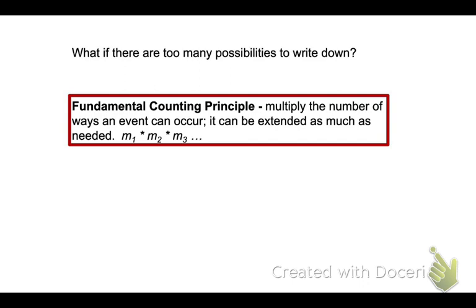Okay, what if there are too many ways to count? Like you can't count them all. What happens then? You multiply the number of ways an event can occur. Okay, so we have the fundamental counting principle. It's multiply the number of ways an event can occur. It can be extended as much as needed. So we have how many ways the first time, times the second, times the third, and so on.